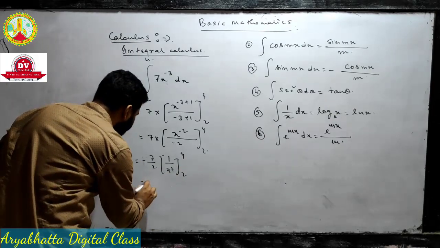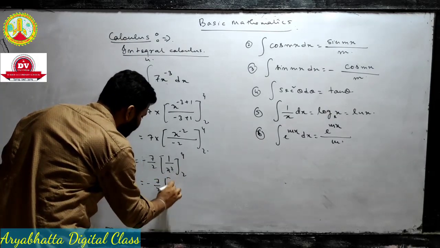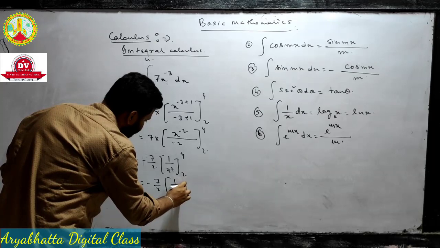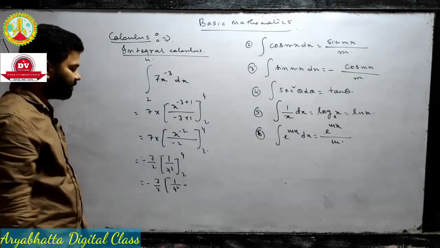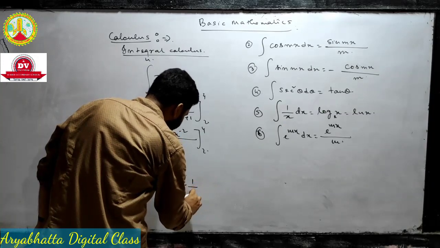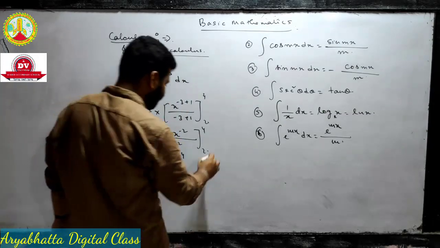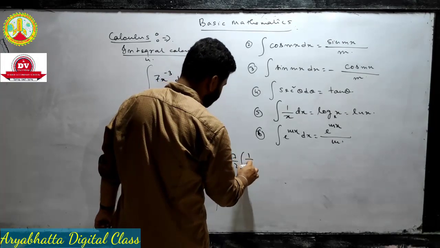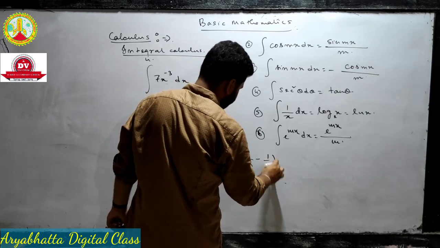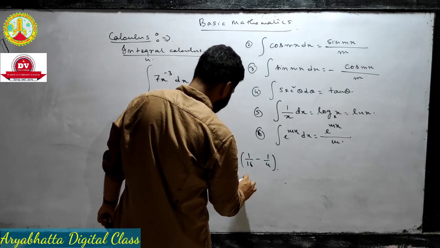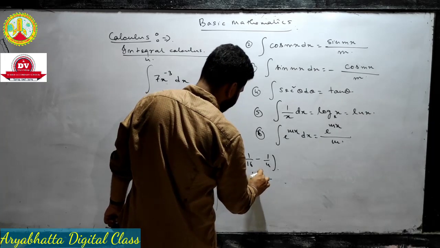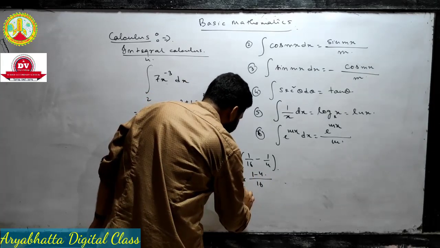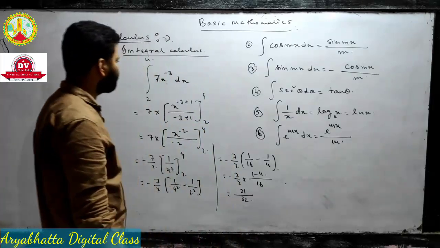Then what will happen in the next step? Minus 7 by 2, first you put the upper limit, that is instead of x you put 4, then minus, remember what sign will be there, minus, it will be 1 by 2 square. So what will be the answer? It will be minus 7 by 2, 1 by 16 minus 1 by 4, that is 1 minus 4 over 16, so it will be 21 by 32.